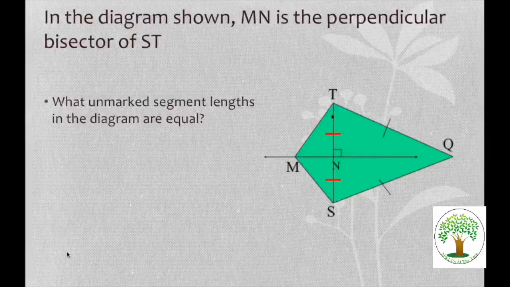I want you to, somewhere on some piece of paper, write that down. Don't say it out loud. What are some unmarked segment lengths in the diagram that are equal, based on some of the new theorems that you just learned?